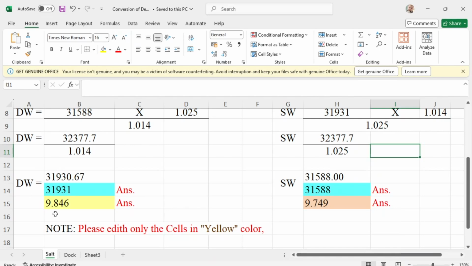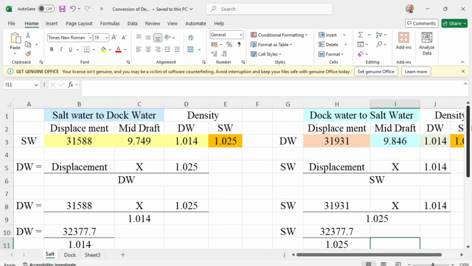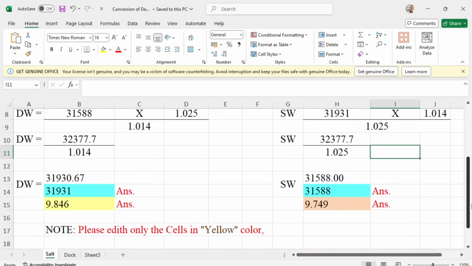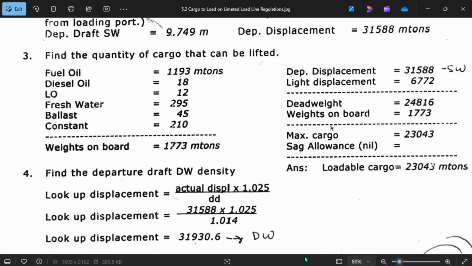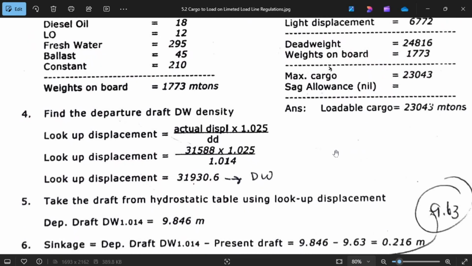I made it in Excel, which is very convenient. I just put in this displacement, put the corresponding draft and the local density, and automatically you will have an answer here for your displacement of 3190.6, and the corresponding draft will be 9.846. How much is the draft here? Draft will be 9.846.